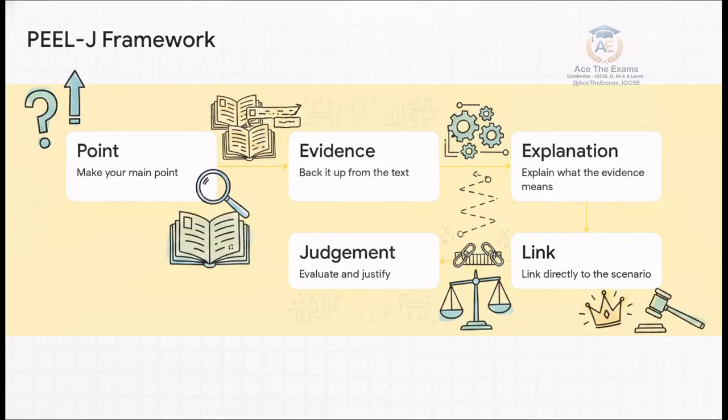To make absolutely sure your answers aren't generic, use the Peel-J framework. It helps you question assumptions, consider different perspectives, and justify decisions with evidence. You make your point, you back it up with evidence, you offer an explanation of what it means, you link it directly to the scenario, and finally, judgment. That J is a real game changer. It's where higher-order evaluative thinking happens, and it's where the highest mark bands live for sure.